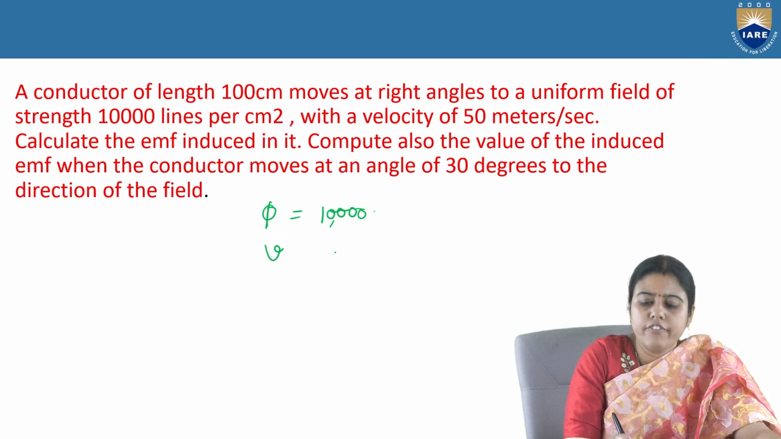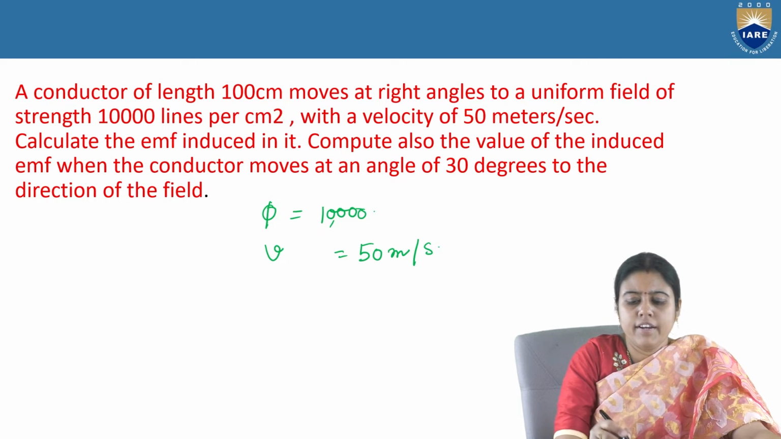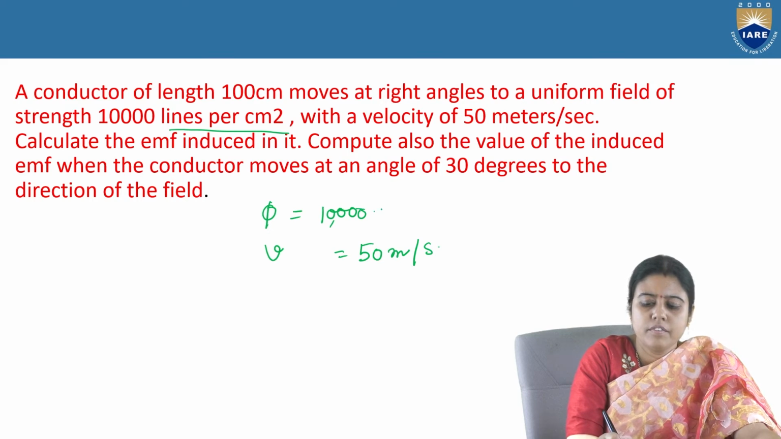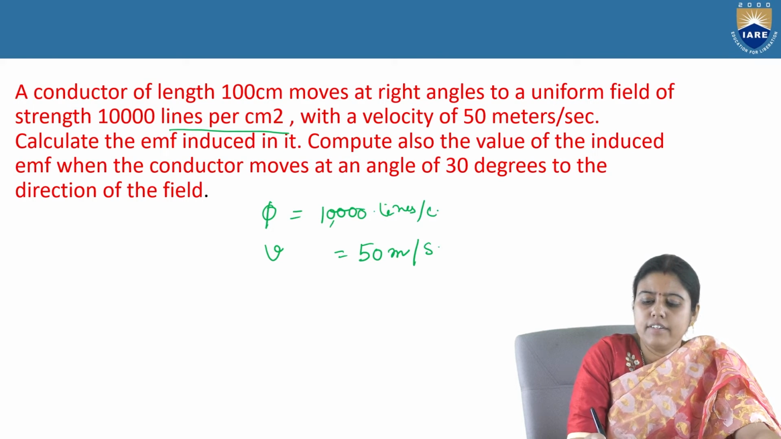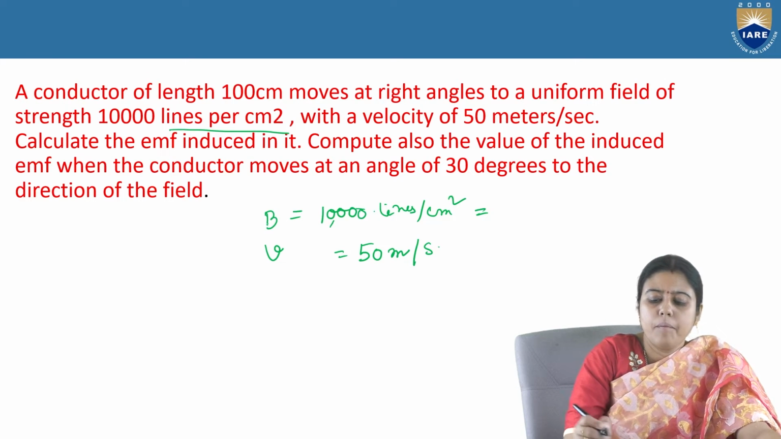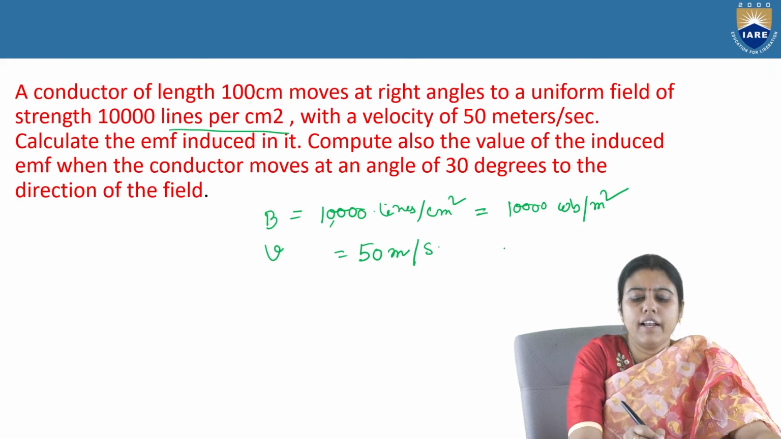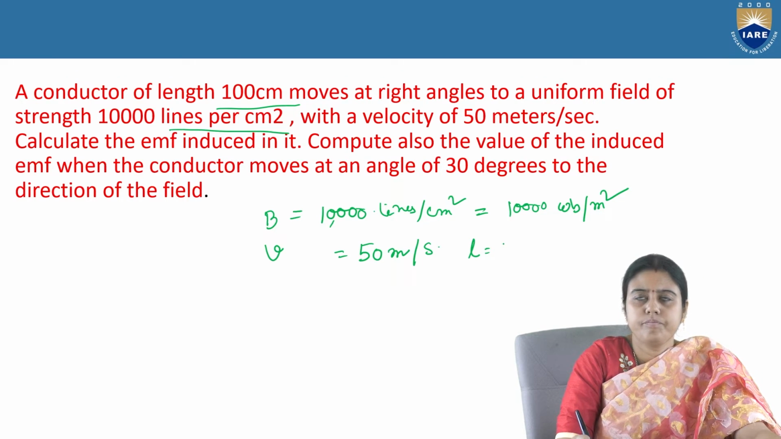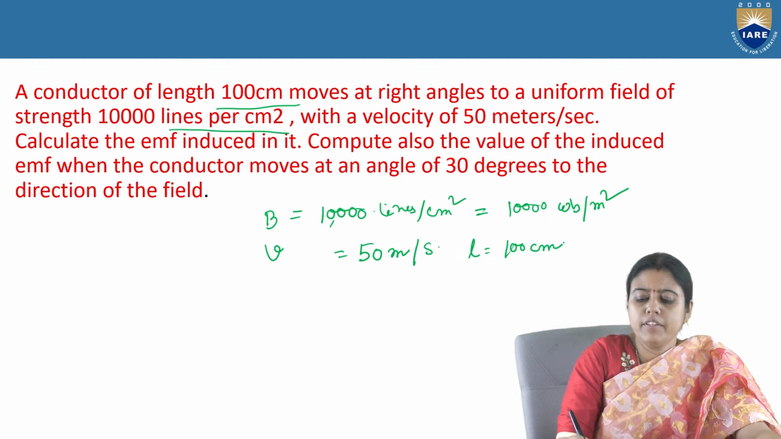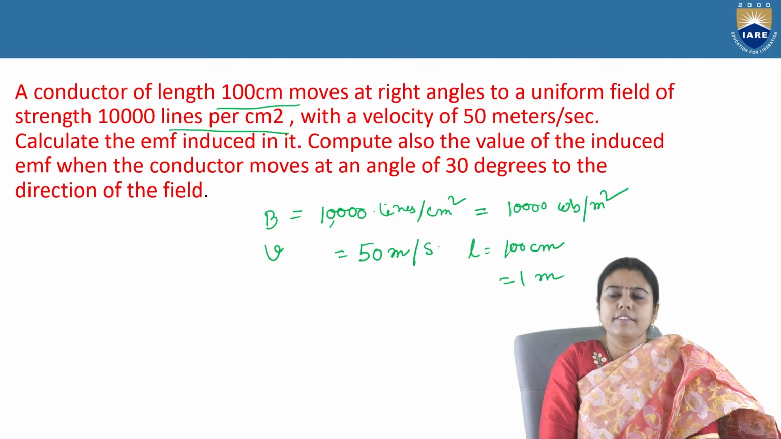So what is the velocity? The velocity is 50 meter per second. Calculate the EMF. It is not 5, because it is given in lines per centimeter square. We can write it as B. B is equal to 10,000 Weber per meter square. And what is the length? Length is given as 100 centimeter, means 1 meter. As I told, all the units should be in SI units.